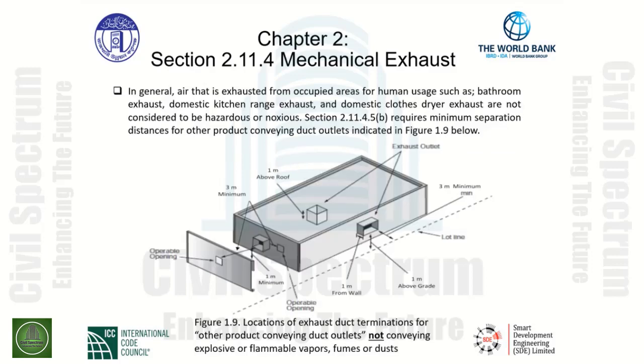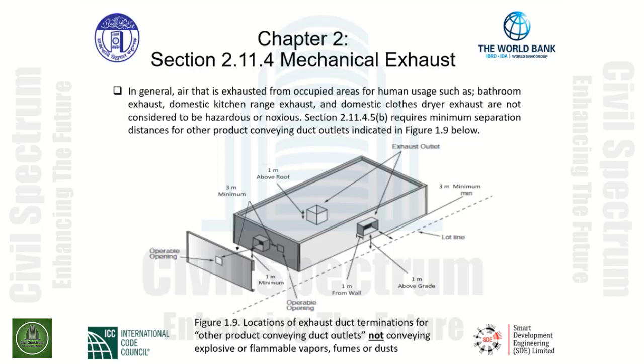In general, air that is exhausted from occupied areas for human usage, such as bathroom exhaust, domestic kitchen range exhaust, and domestic clothes dryer exhaust are not considered to be hazardous or noxious. Therefore, Section 2.11.4.5b requires minimum separation distances for other product conveying duct outlets indicated in Figure 1.9 below.